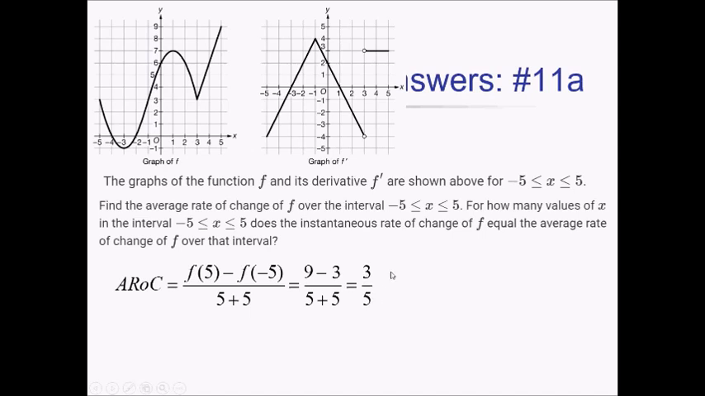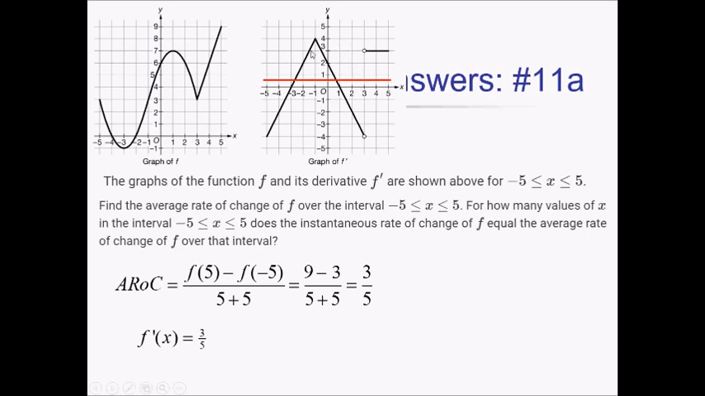Now, we also wanted to know for how many values of x in the interval from -5 to 5 the instantaneous rate of change equals the average rate of change of f. So we're basically asking, where does f prime of x equal 3/5, or at least how many times does this happen? Now, this would be difficult if we only had the graph of f, but since we have f prime graphed out here, I'm just going to draw a horizontal line through 3/5 up here, like so, and we'll just see how many times that crosses the f prime line.